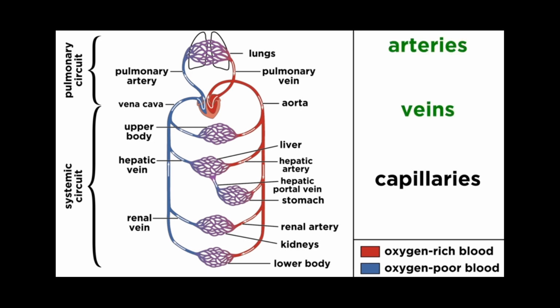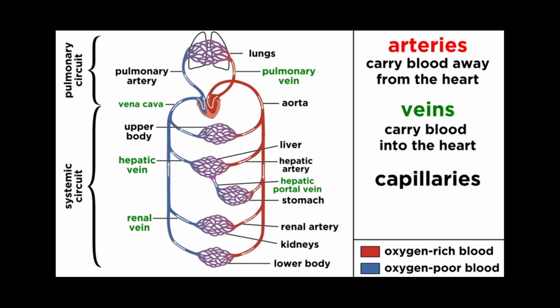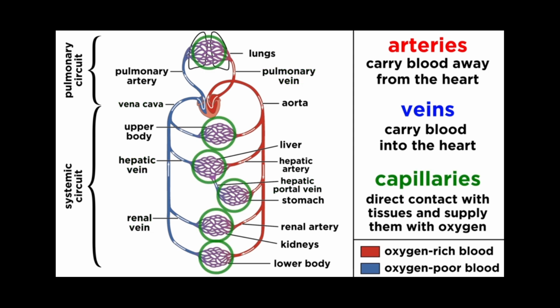The structures of the vascular system are the various blood vessels that, along with the heart, form the closed system for the flow of blood. Blood vessels are tube-like structures capable of expanding and contracting. There are 3 types of blood vessels: the arteries, veins, and capillaries.